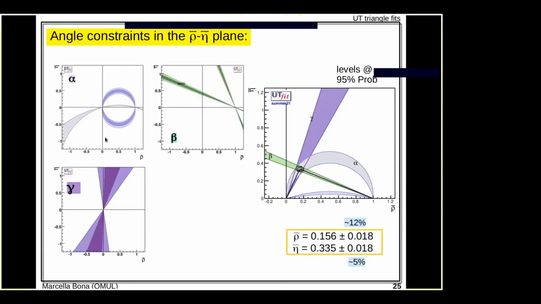Now, if I put it all together, I have my angle fit, using only the angle measurements, alpha, beta, gamma, as you see here. And you see that the precision is now at the level of the pre-B factory fit. So it's rather impressive.